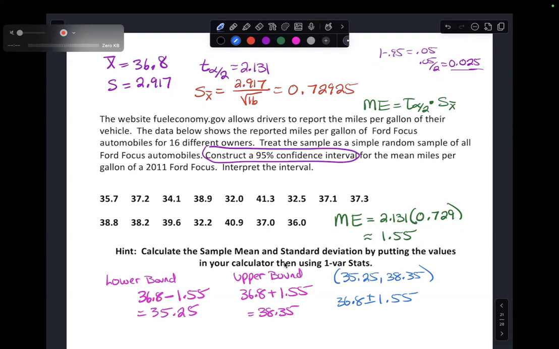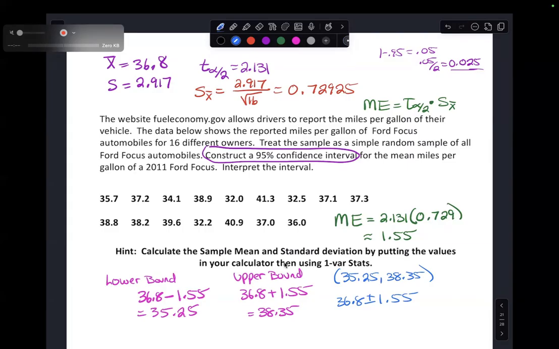So what I could say is that we are 95% confident that the actual average miles per gallon for a Ford Focus is in between 35.25 and 38.35 miles per gallon. So what we are estimating is the actual average miles per gallon. So we're estimating the population average. We have a sample average and we're estimating the population average. There's a 95% chance it's in between those two values. That's what's going on here.